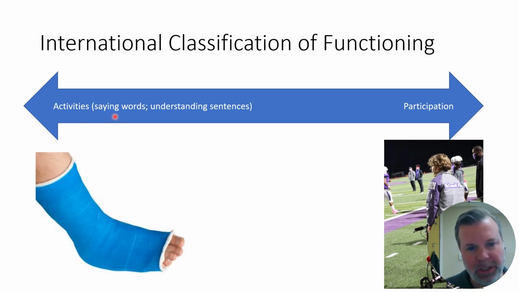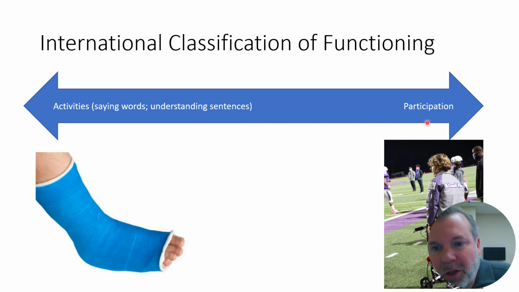How do you say words? How do you understand sentences? Within this ICF model, did you break your leg, right? On the other end of the spectrum, something more authentic, something more related to real life is how does that impact your participation, right? So if you broke your leg, that keeps you from doing certain activities like walking. But ultimately, if we're really looking for that authentic capturing of your ability, the participation level is you're on the sideline for that next game.